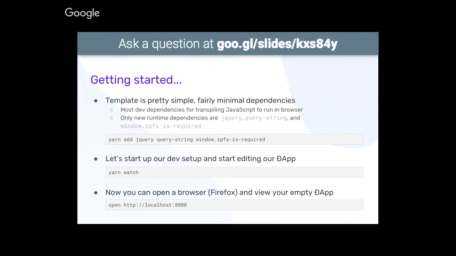So the first two, jQuery and query string, are pretty standard web dev libraries, and I'm including them because chances are, if you've developed a web page before, you've used these. The third, window.ipfs is required, is obviously an IPFS specific library, and we'll see what we can use this for in a couple of slides. But for now, you can just add these packages to your project using yarn or npm.